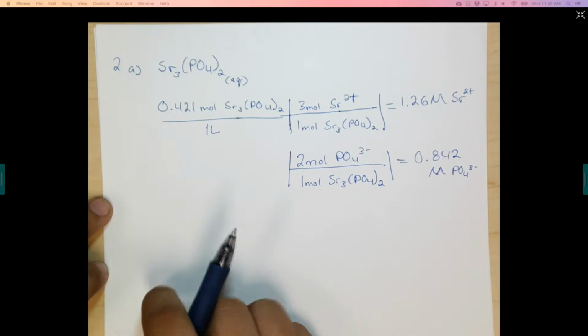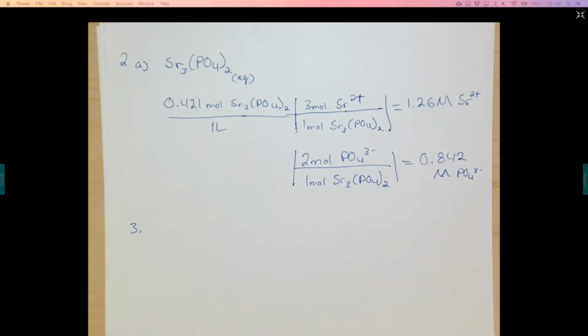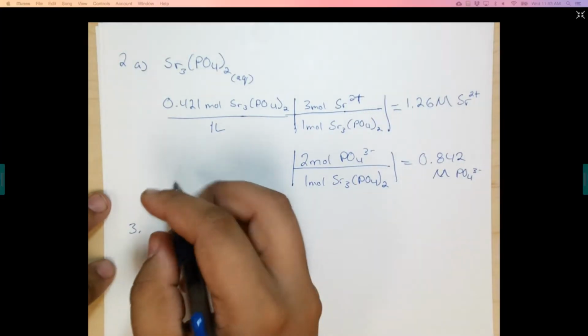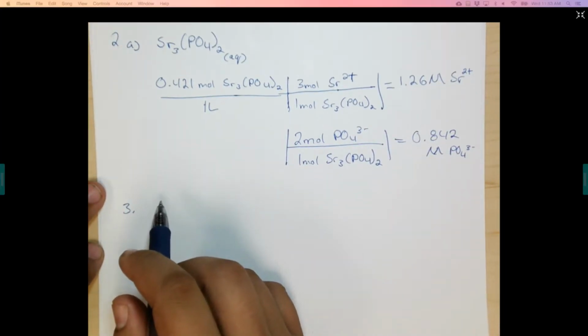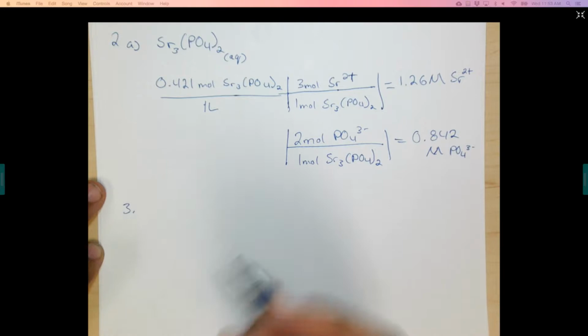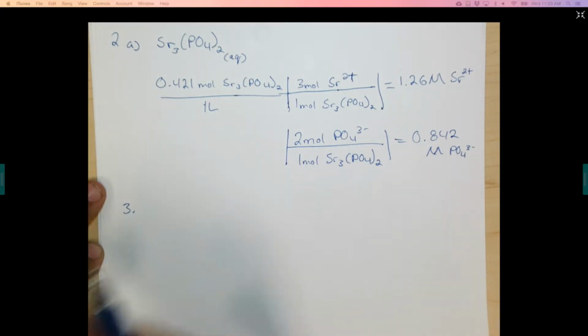All right, let's take a look at number 3. Number 3 asks how many milliliters of a 5 molar solution of lithium chromate are needed to prepare 3 liters of a 0.25 molar lithium chromate solution. So this is a dilution. We should be able to recognize that. Then they ask how much water is added. Again, this is the making of a solution from a stock, which is what the 5 molar lithium chromate is. It's very standard. You have to be able to do this calculation.